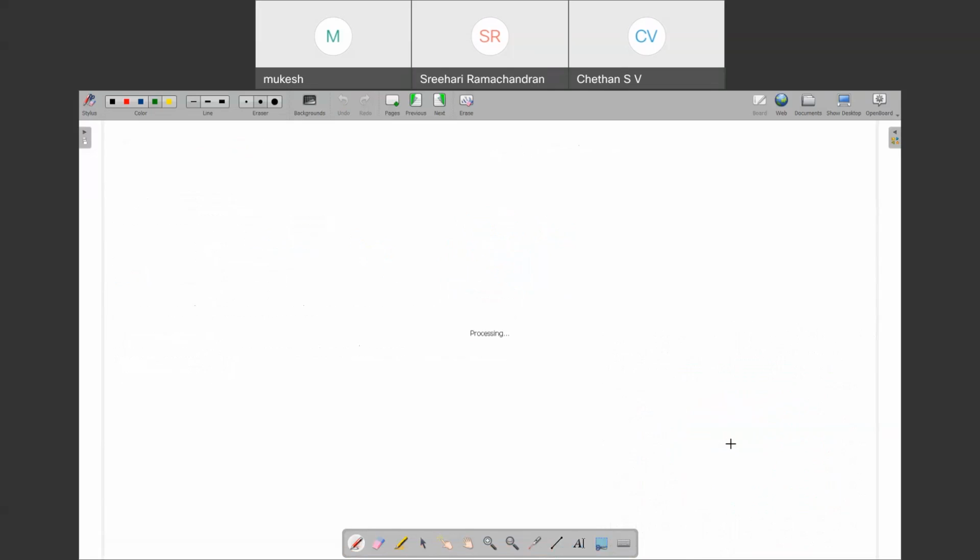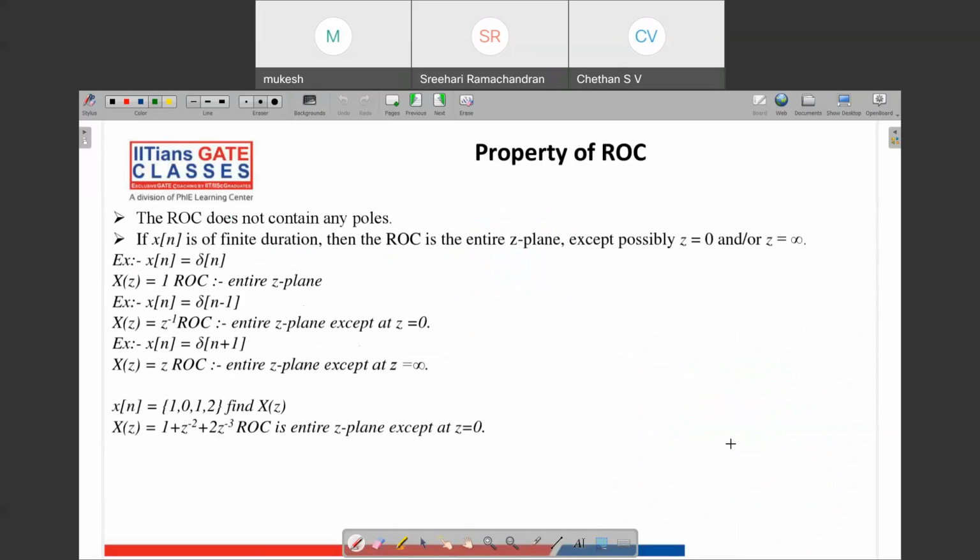Now let's see the properties of the ROC. The first property is the same as what we have seen in the Laplace domain, that the ROC should not contain any pole. In the Laplace domain also, the ROC was not containing any poles.